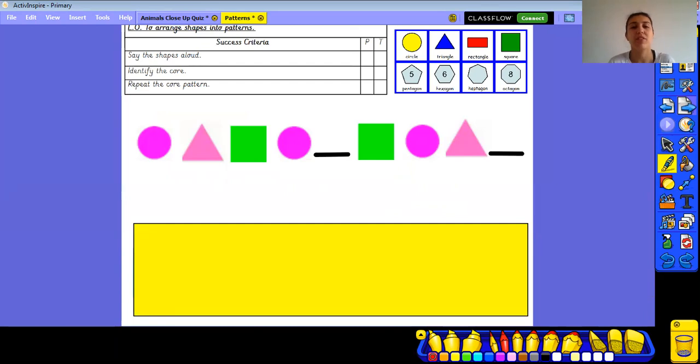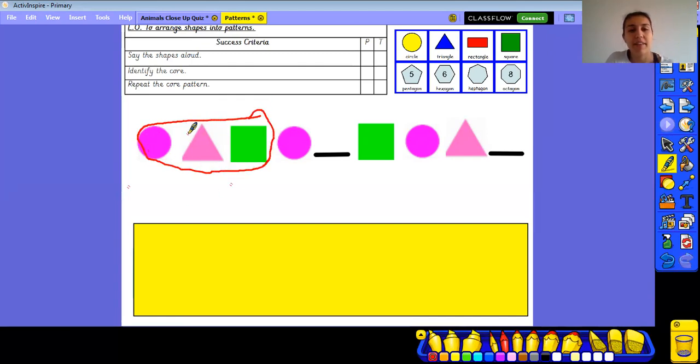Okay, this time we've got some shapes missing in the middle of our patterns. So let's have a go at saying those shapes aloud. Circle, triangle, square, circle, square, circle, triangle. So I can see that there are 3 different types of shapes in this pattern. There are circles, there are triangles, and there are squares. So I'm going to group those 3 shapes together like this. Circle, triangle, and squares. Group those together.